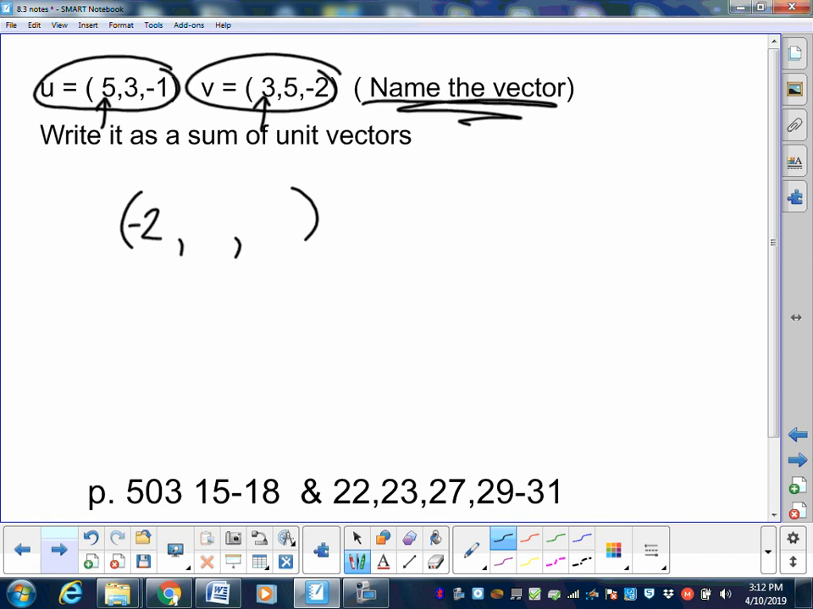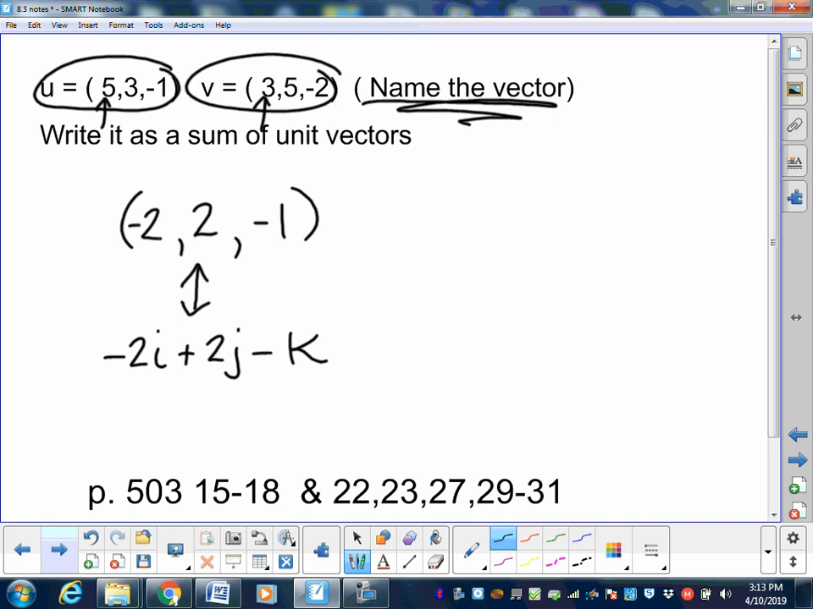You do the y's now. 5 take away 3 is 2. -2 minus a -1 is -1. So that's your first step. You should name the vector. Now after you name your vector, the last thing they want you to do is show you that these two are exactly the same thing. -2i plus 2j minus k. So that's all they want you to do.